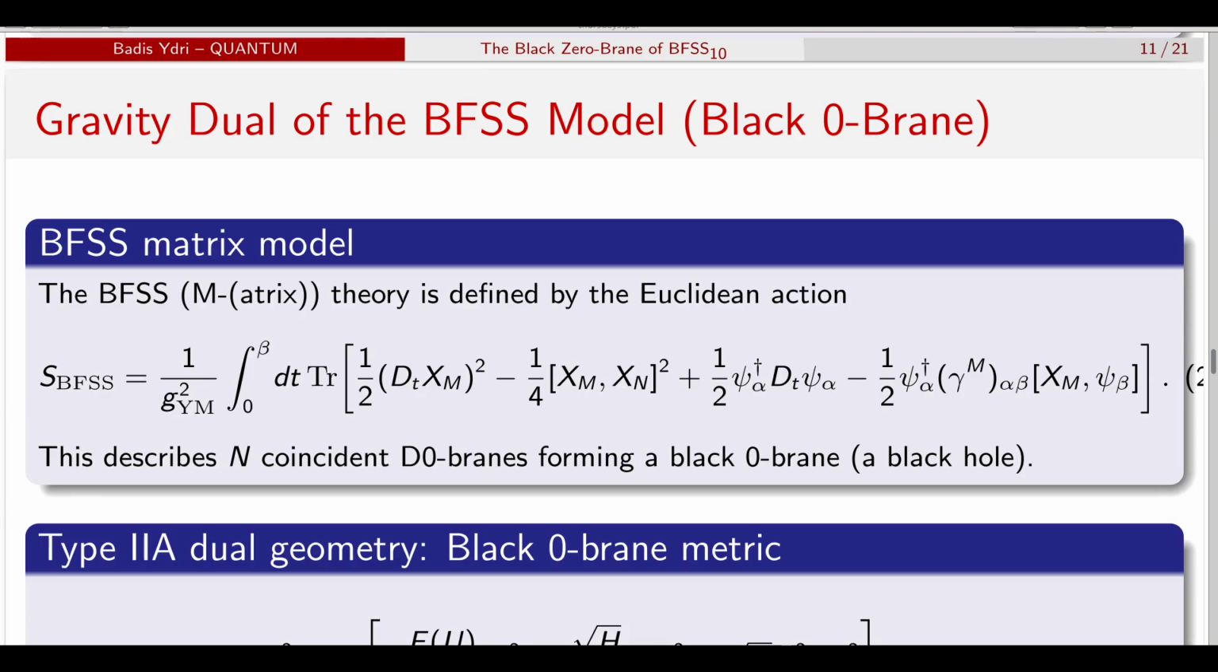In the next lecture, we will approach the same problem from the opposite side of the duality. We will compute these thermodynamic quantities directly from the gauge theory perspective, using the BFSS 10-dimensional matrix quantum mechanics, and show how the results match precisely with the predictions of the black zero-brane in supergravity and M-theory.